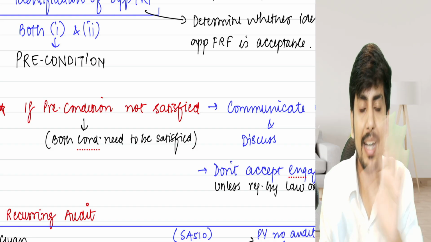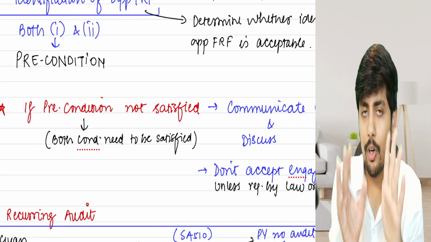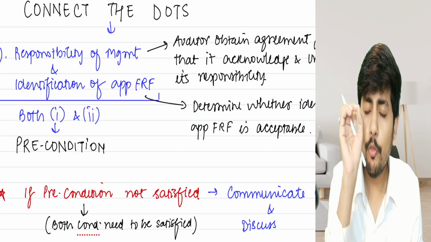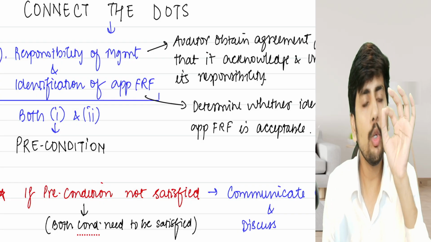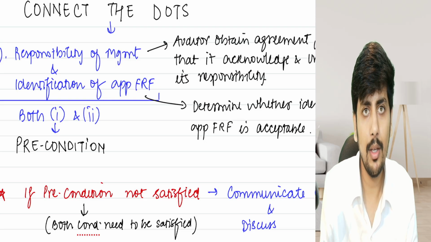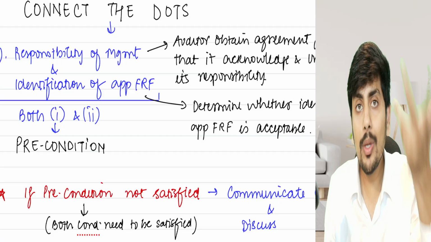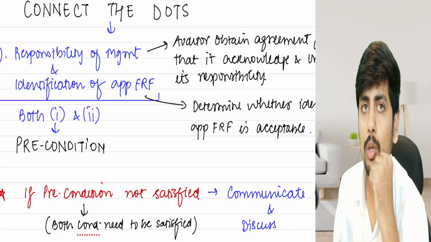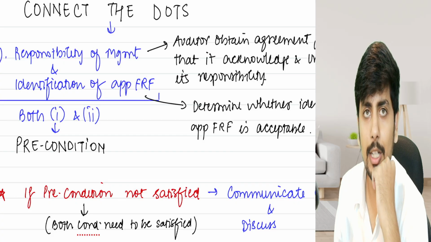Okay. So first thing, connect the dots. You studied the 2 points, call them as precondition. If any of the precondition is violated, you don't need to accept such audit unless required by law or regulation. Okay. So how will you present this in the answer? For responsibility of the management, what will the auditor do? How will the auditor check that the precondition is satisfied or not?